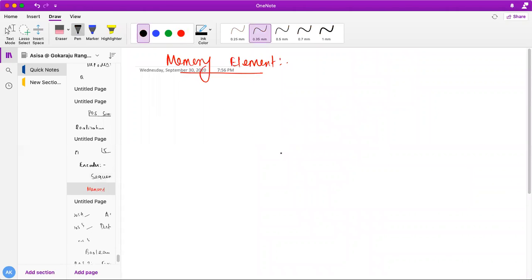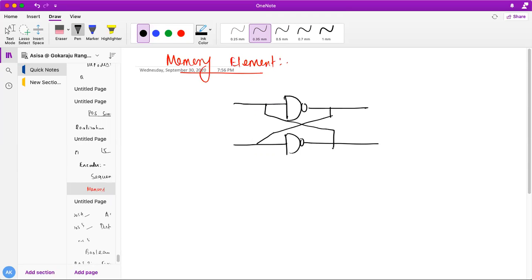So the basic memory element is what? Let's say I'll draw one particular thing over here. Please let me know how it is behaving. So this is my circuit, and here I have done cross coupling. Here my inputs are A and B, and my outputs are Q and Q bar. Now tell me, how will you analyze it?